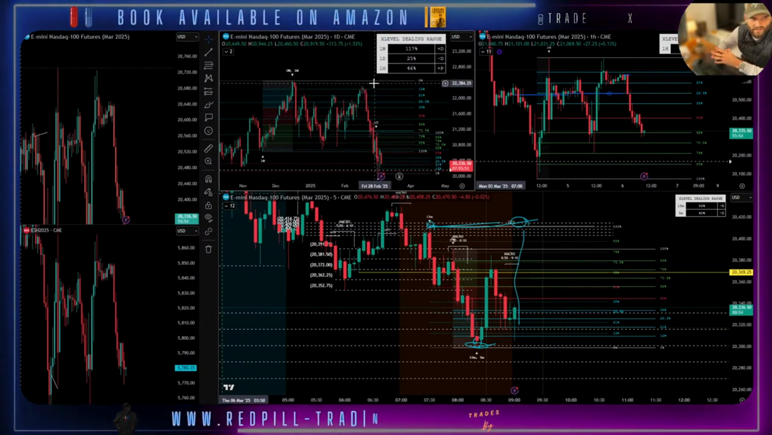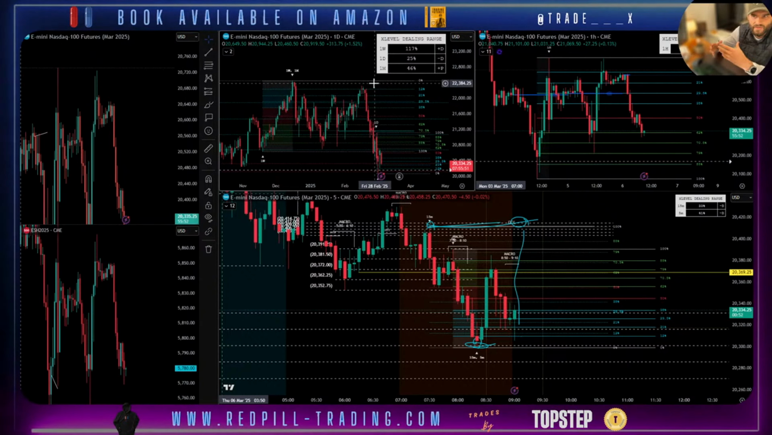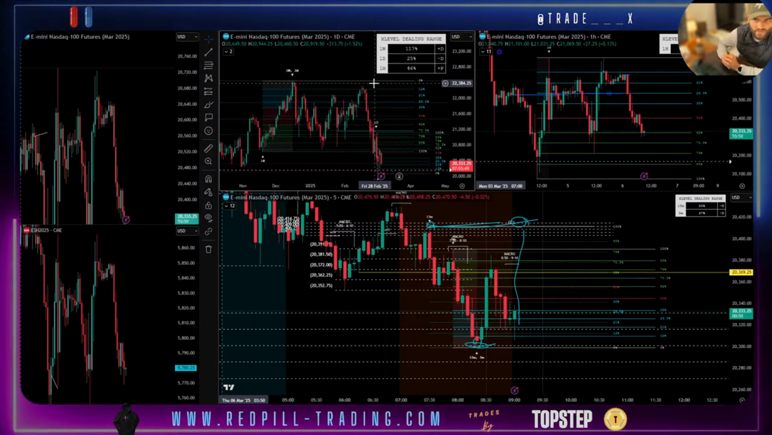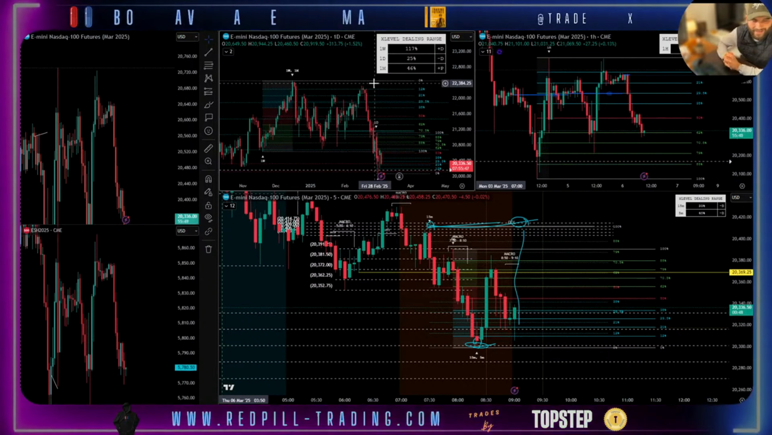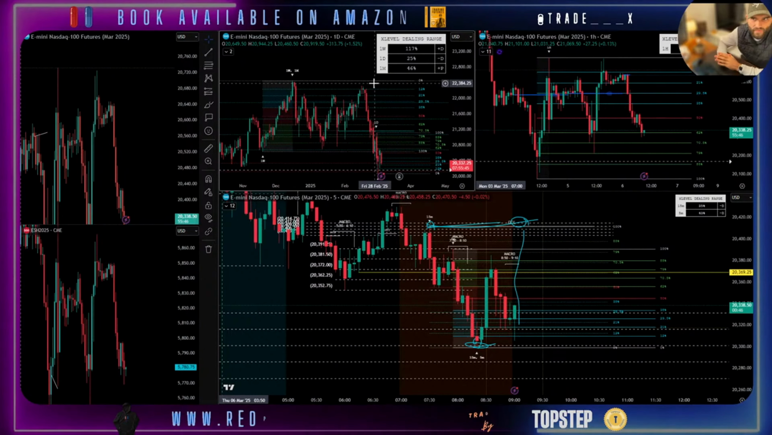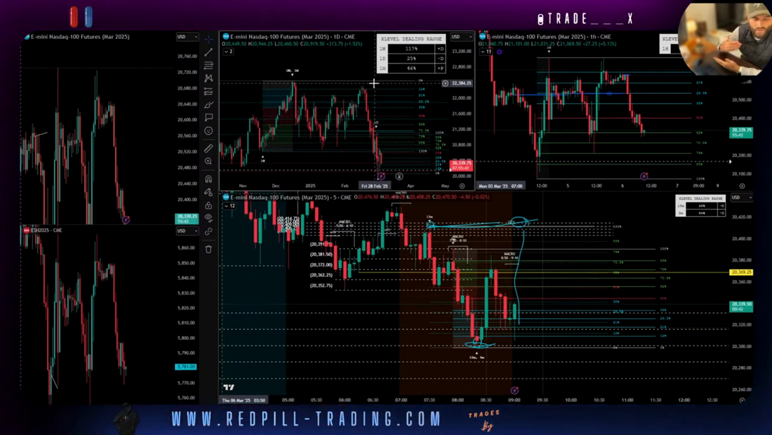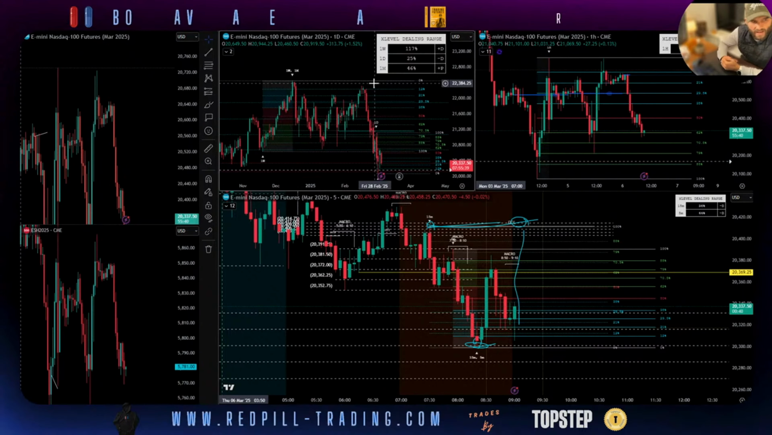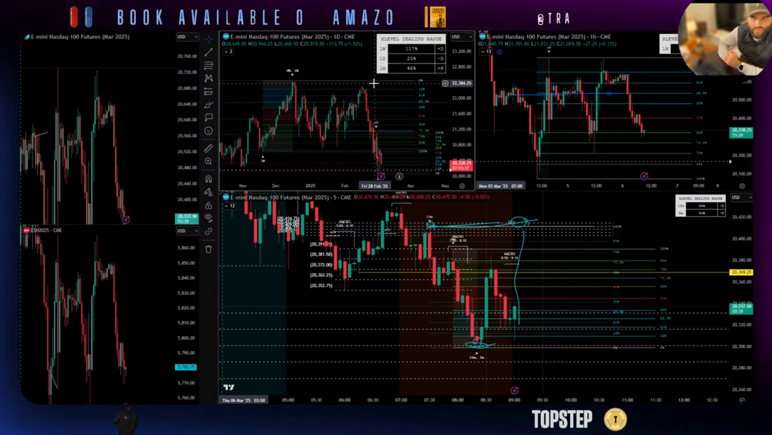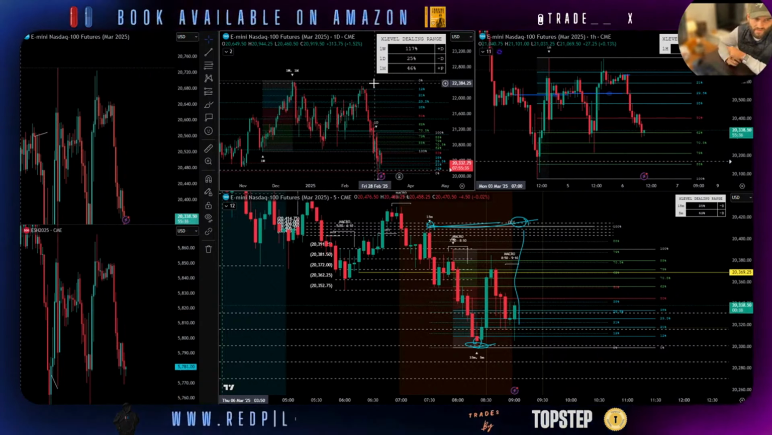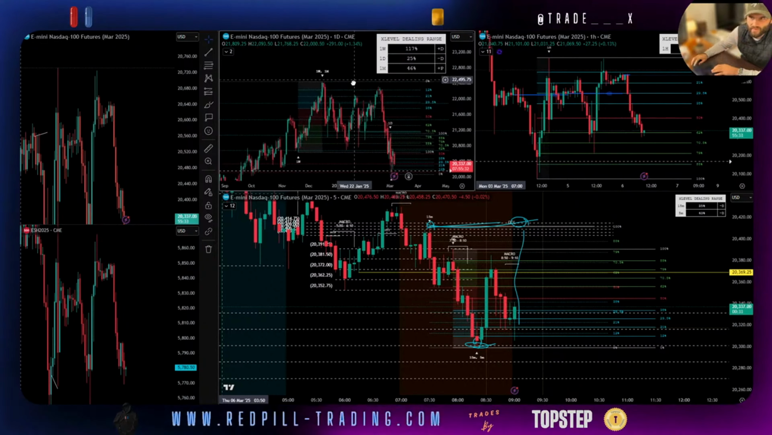X Levels is a price delivery framework. It allows you to get in alignment with the institutions, and it defines true premium and discount. That's essentially how price moves between a premium and a discount, seeking inefficiencies and liquidities in price. Your job is to align your models and entries around those higher time frame points of interest in alignment with a higher time frame X level.